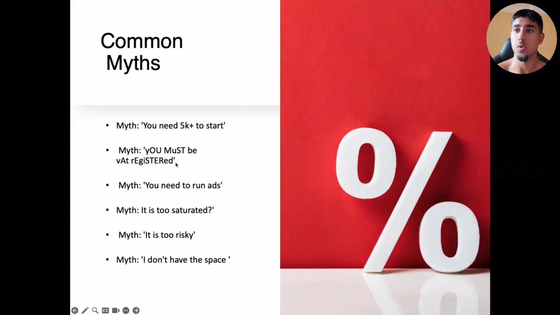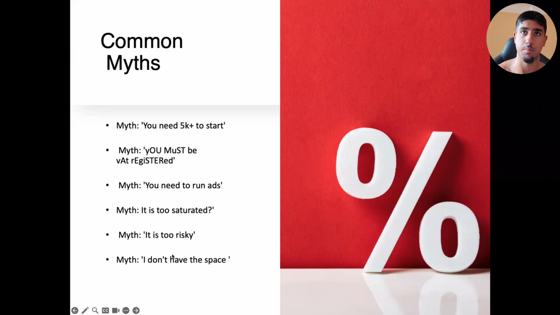The next thing is you must be VAT registered. Again, that's not the case. You don't need to be VAT registered. You can explain to brands or even distributors that you're not. You need to run advertisements. You don't, again, because you're reselling branded items. Another myth, is it too saturated? Well, I think that's just an excuse for people who don't do well at things. They always blame saturation. Every business is technically saturated in that way. Is it too risky? Again, no risk, no reward. And I don't have the space. We're going to cover that later.